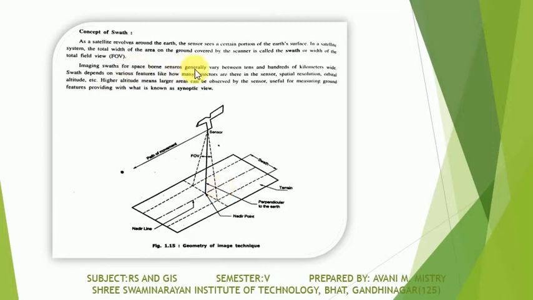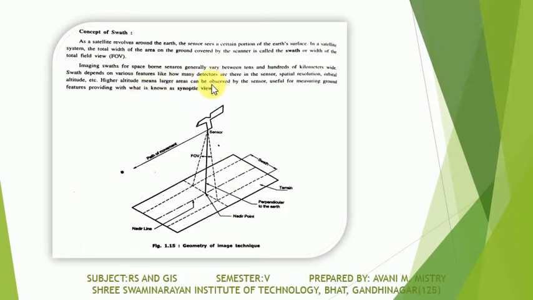Imaging SWATH for space-borne sensors generally varies between tens and hundreds of kilometers. SWATH width depends on various features like how many detectors are there in the sensor, spatial resolution, orbital altitude, etc. High altitude means larger area. The higher it is, the larger the area covered; the closer it is, the smaller the area covered. In a camera also, the farther you go, the more area is covered, and from close the area is less. It is the same with a sensor.